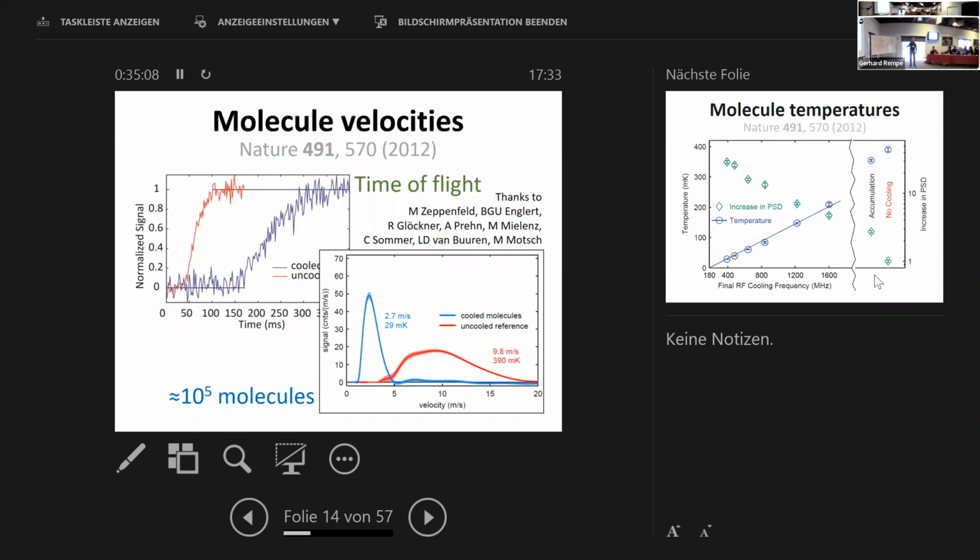This here is the velocity distribution after cooling. It's peaked around 2.7 meters per second, and that corresponds to a temperature of 29 millikelvin. So we decrease the temperature by a factor of 10 or slightly more, and the velocity goes from 10 meters per second to 2 something meters per second.